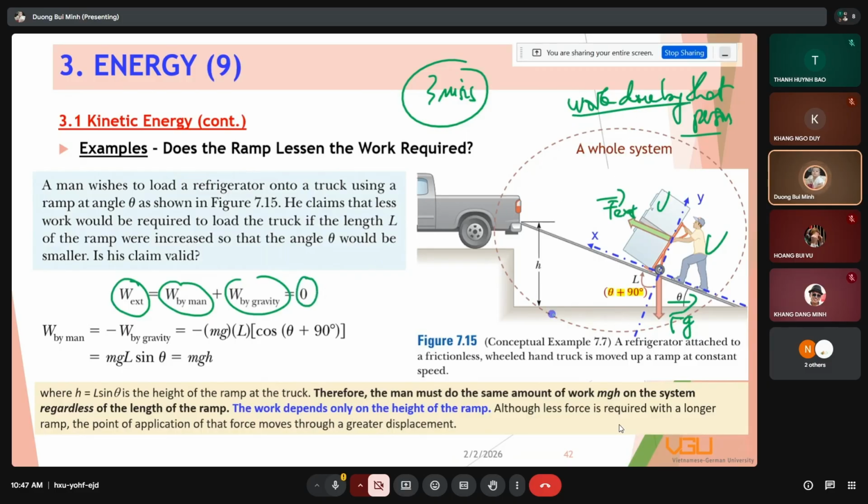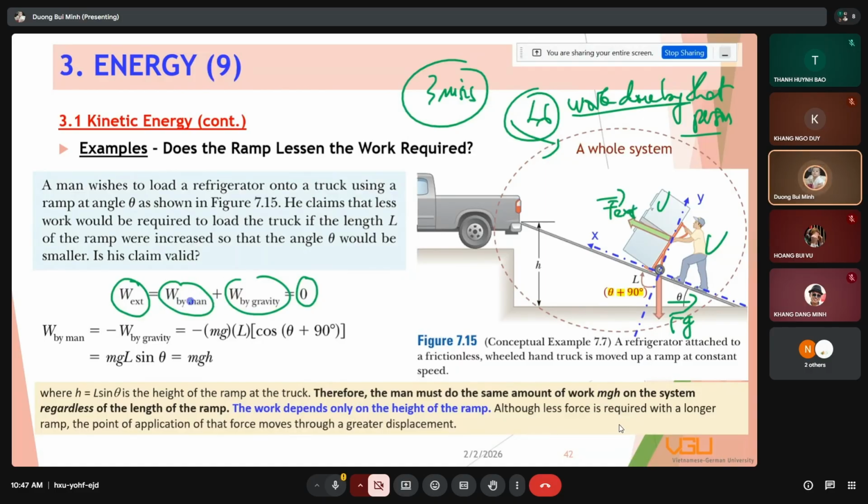Because we consider the whole system here. Because this is the whole system, there is no energy change between outside and inside the system. We will study lecture 6 about energy conservation, and you can understand what the whole system is. So here this is equal to zero.